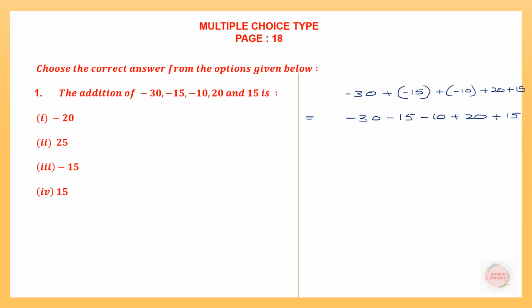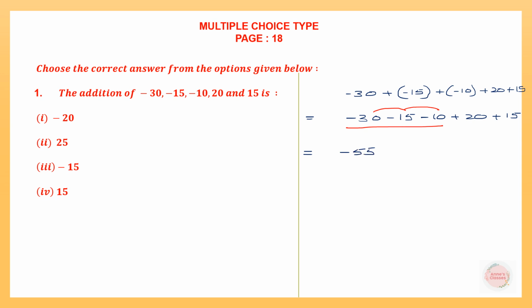Now I'm going to take all the numbers that have the minus sign. So what is the rule that we follow? When signs are the same, we put the same sign and we add up. So we put the minus sign and we add up these numbers. 30 plus 15 is 45. 45 plus 10 is 55. So that is minus 55.